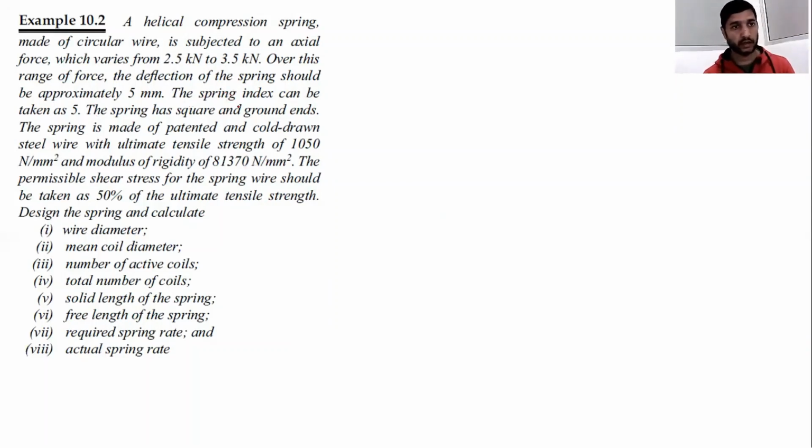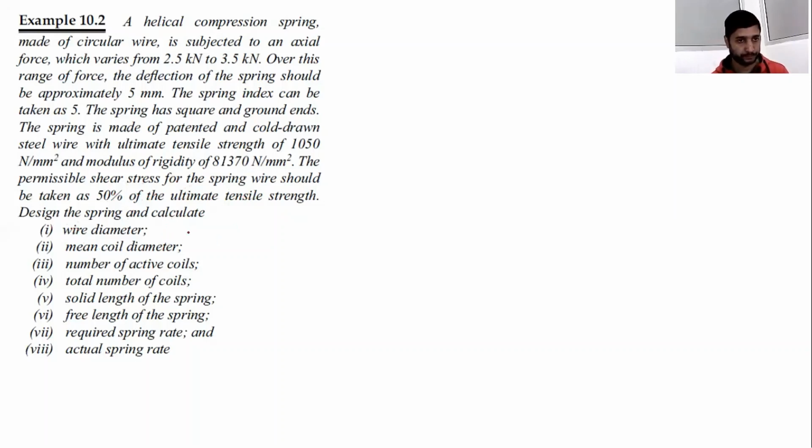Now the spring index can be taken as 5. The spring has square and ground ends. देखिए, now in this question there is no need to assume the ends of the springs because it is given that it has square and ground ends. That is the fourth condition. Spring is made of patented and cold drawn steel wire with ultimate tensile strength of 1050. Same, just like the previous question, and G, modulus of rigidity, is 8.370 Newton per mm square. Permissible shear stress is 50% of ultimate tensile strength. Okay, rest conditions are same.